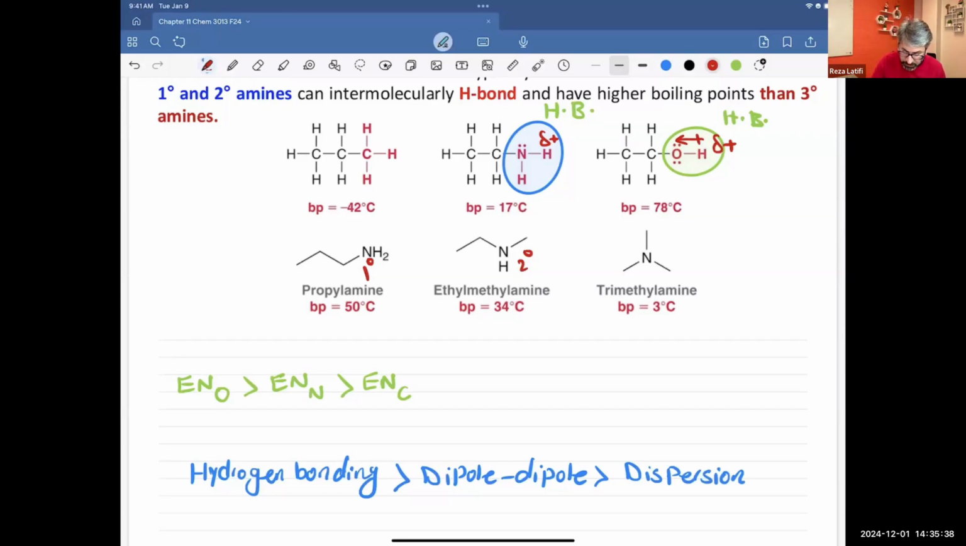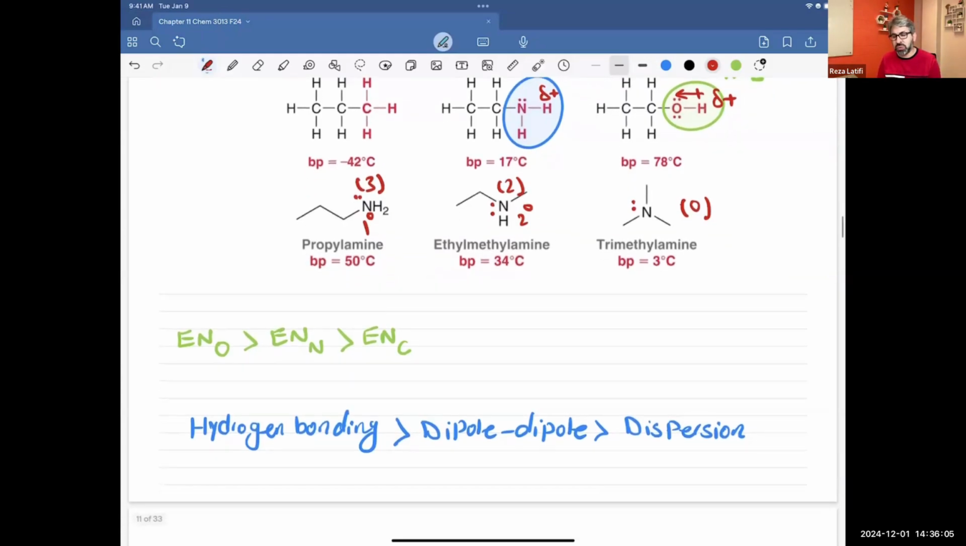What's the reason behind it? The first one, the primary, can form 3 hydrogen bonds. The secondary can form 2 hydrogen bonds, and the last one can form 0 hydrogen bonds. Yes, all nitrogens come with a lone pair, but the tertiary is not capable of forming hydrogen bonding because there is no hydrogen attached to an electronegative element like nitrogen. The strongest force it has is dipole-dipole. Because dipole-dipole is weaker than hydrogen bonding, the boiling temperature goes down.